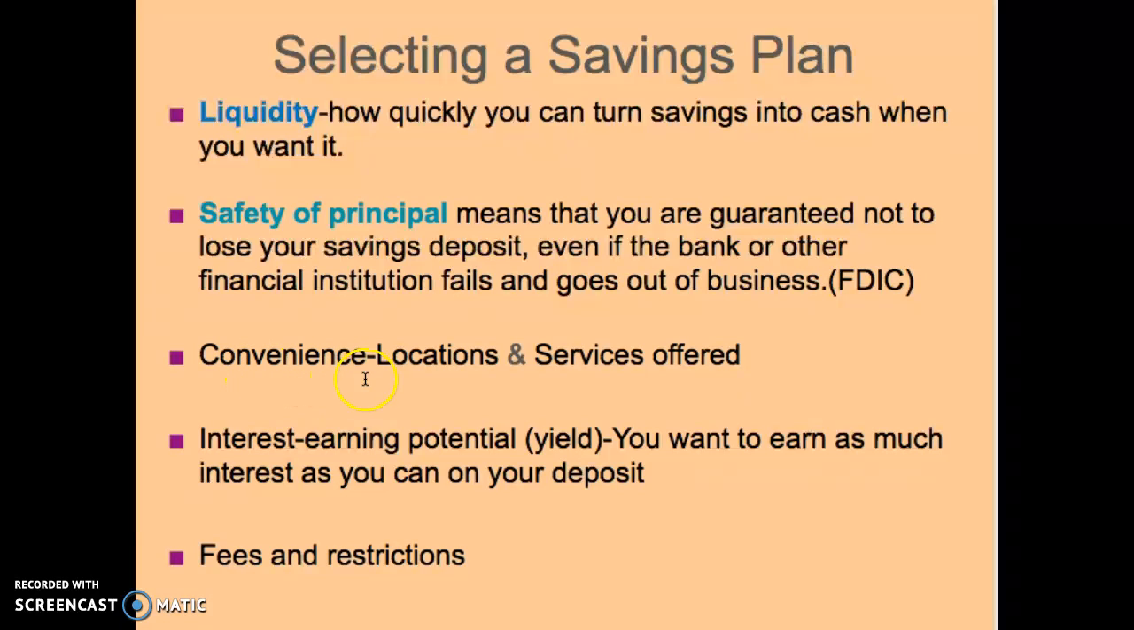Selecting a savings plan is a convenient option because there are locations, and even if you do it online, you can still have access to it, and there's a lot of services offered. You want to continue to think about earning interest. So another reason to select a savings account is the yield. You can definitely find several different types of savings accounts which earn you more money than just a regular savings account, but you should do the research. And another thing you should be aware of is the fees and restrictions. So not everything is going to be 100% free, but a lot of the savings account options are very cheap in their pricing.